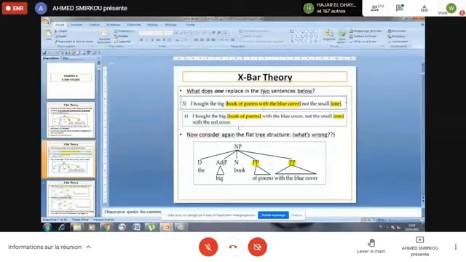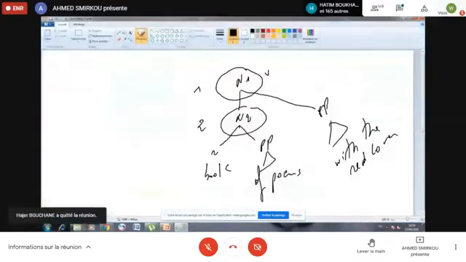So book of poems, since it is replaced by one, it must be branched from one node, excluding all other words. Which is not the case in the flat structure here. But this is the solution. So we add another N, okay, that includes only book of poems. Now we solve the problem. Okay, in the first example, one replaces N1, book of poems with the blue cover, with the red cover. In the second example, one replaces N2, book of poems, okay?